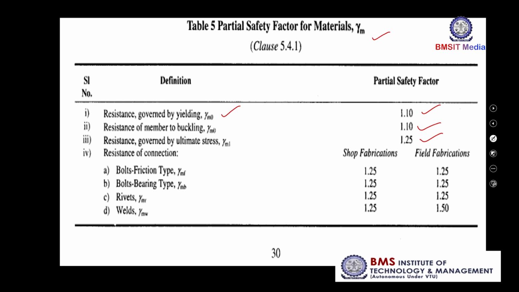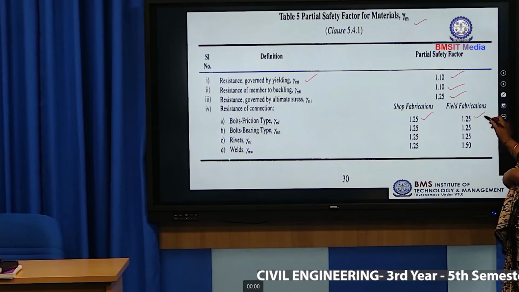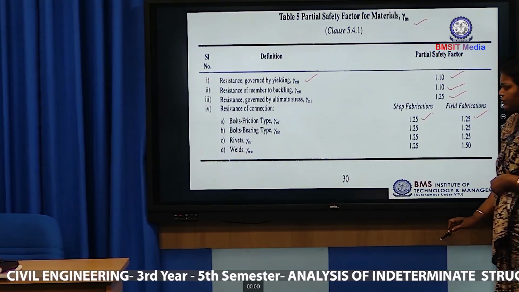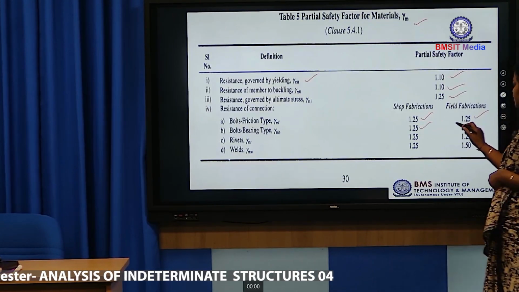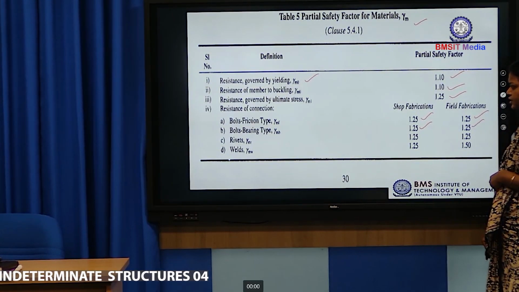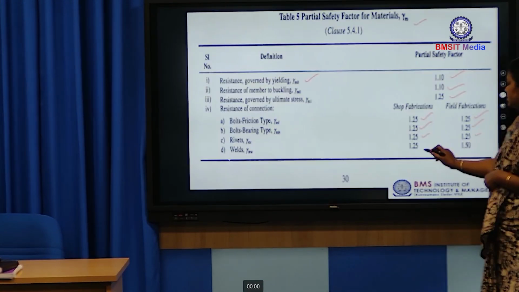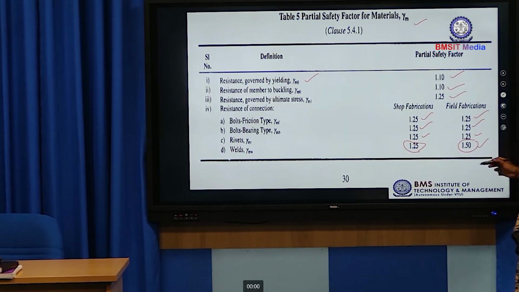Next, coming to the connection. For the friction type, shop fabrication and field fabrication, both are 1.25 only. For bearing type, that is unfinished and finished bolt, here also the same partial safety factor, and rivet also 1.25. For the welded connection, shop fabrication is 1.25 and field is 1.5, because there is a chance for error during welding. So the factor of safety is more in field fabrication with respect to the welded connection.